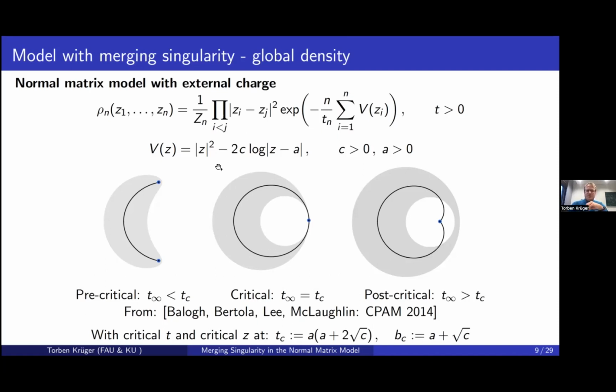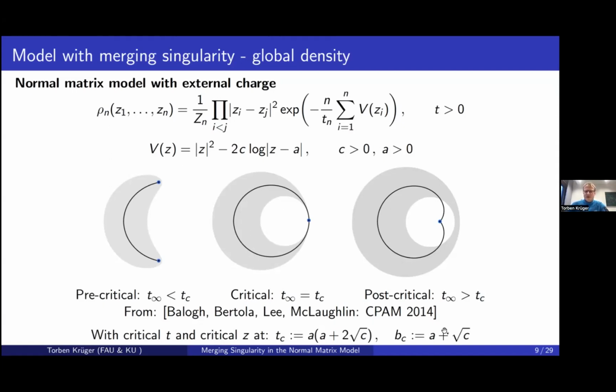So what we will now do is restrict to a very special model, which is the simplest model where the first type of singularity occurs. And that's a model where you have a harmonic potential and then one external charge, A, which is placed somewhere here, or here, or here in these pictures. And then there's a parameter T here that we can tune. And if T is smaller than some critical value, it doesn't really matter what the critical value is, then the droplet is just one single simply connected area.